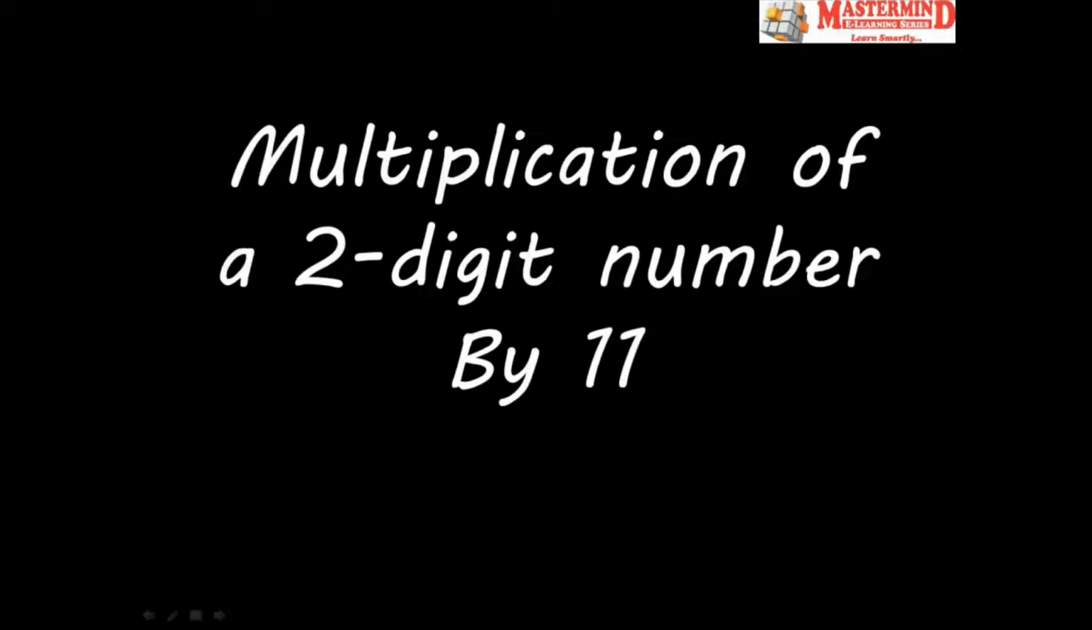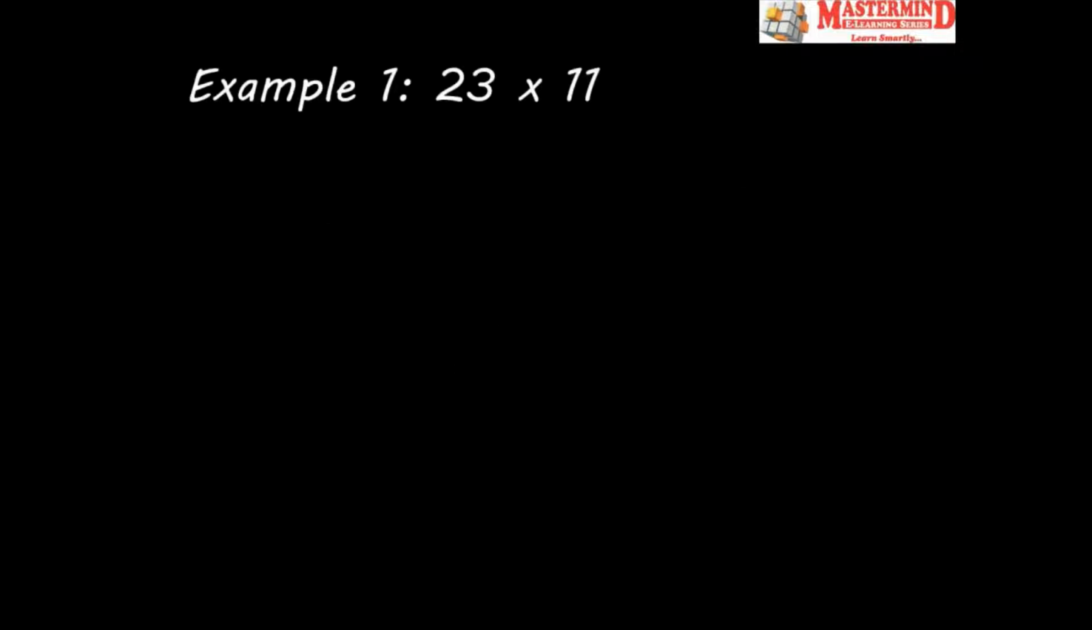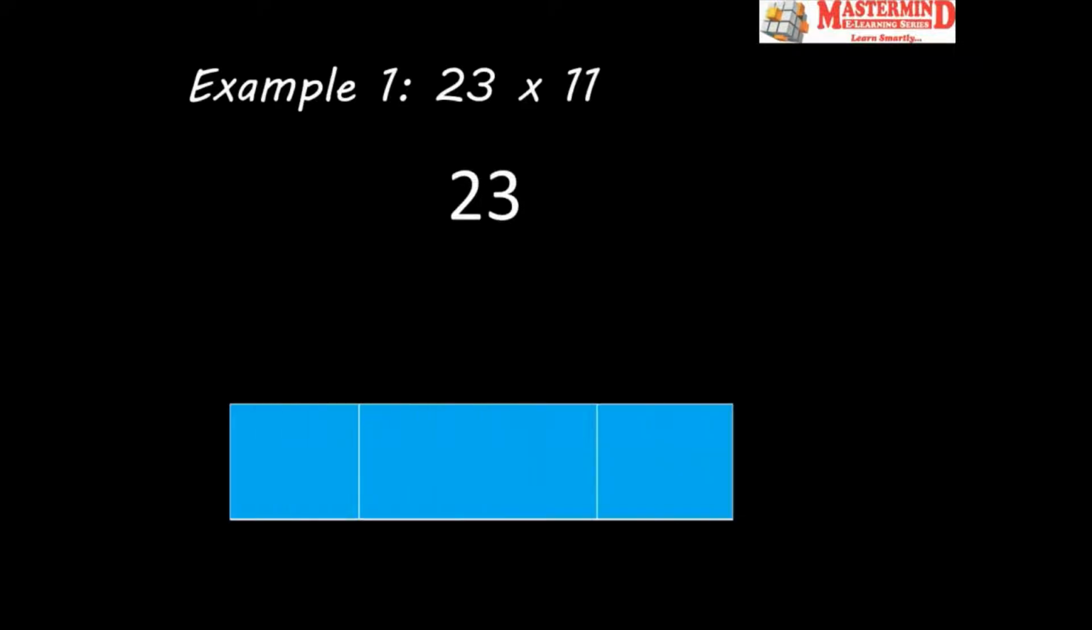Let us see the first method, that is multiplying a 2-digit number by 11. The first question is 23 multiplied by 11. So how do we multiply this number by 11? Our answer would be divided into 3 parts. For the first part, we copy the first digit as it is. So 2 is copied down as it is.